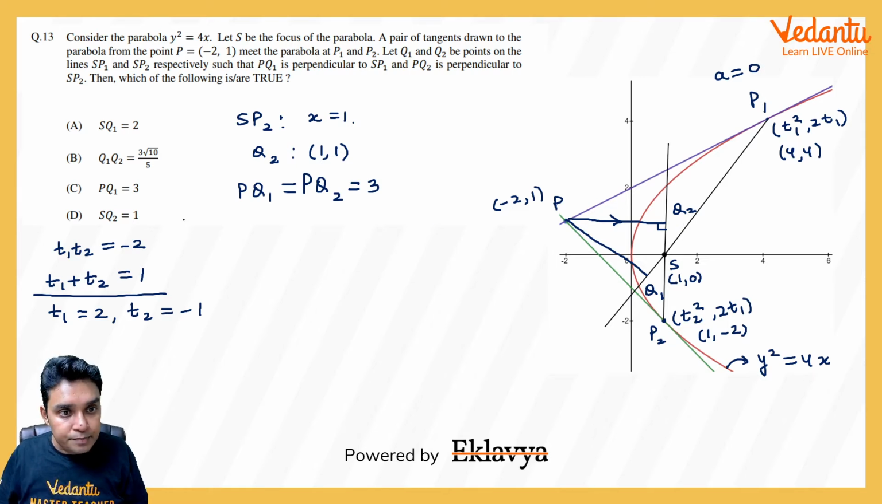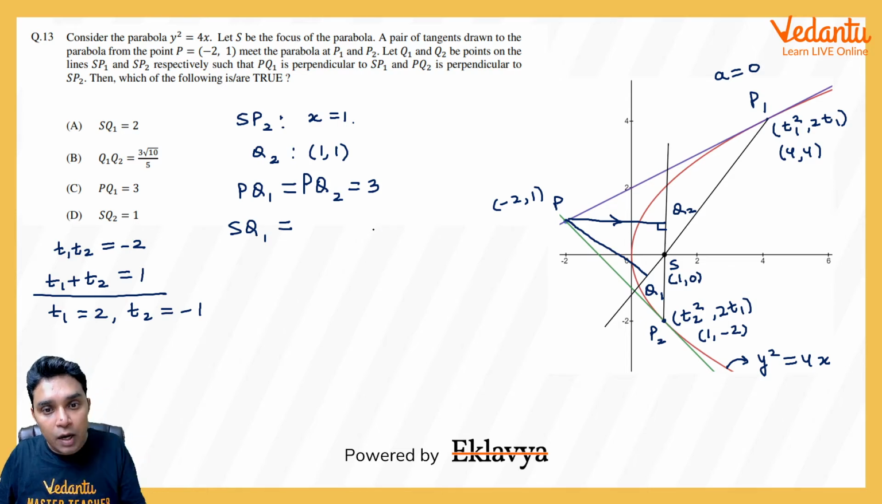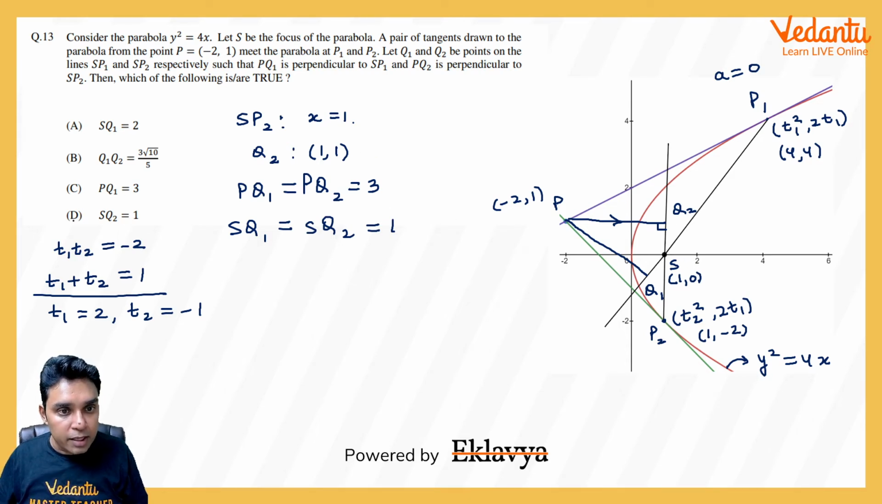Now similarly, they are asking SQ1, and SQ1 and SQ2 will also be the same. I think they have deliberately given options like this. If someone would have taken P1 here and P2 here, there would not have been any doubt, because you would have been taking Q1 here only. So SQ1 and SQ2 will be the same, and that will be just 1, because Q2 has coordinate (1, 1). So here we can check SQ1 comes out to be 1, SQ2 also comes out to be 1, and PQ1 is 3. So these options seem to be correct.